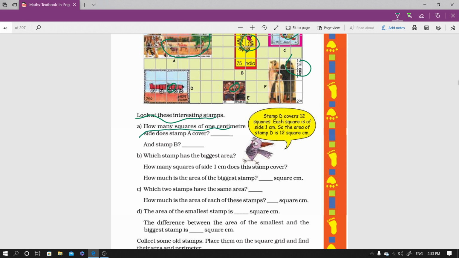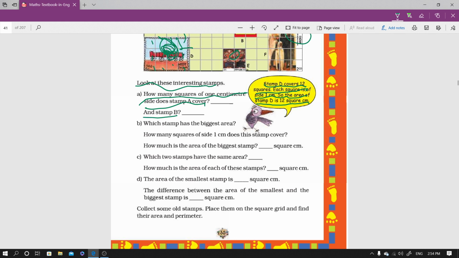How many squares of 1 centimeter side does each stamp cover? Stamp D covers 12 squares. Each square has a side of 1 cm, so the area of stamp D is 12 square cm. એક ચોરસ 1 સેમીનું છે તો કેટલા છે? 1, 2, 3, 4, 5, 6, 7, 8, 9, 10, 11 ને 12, તો 12 સેમી.